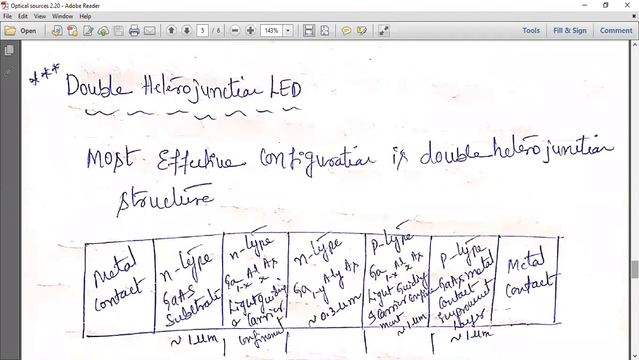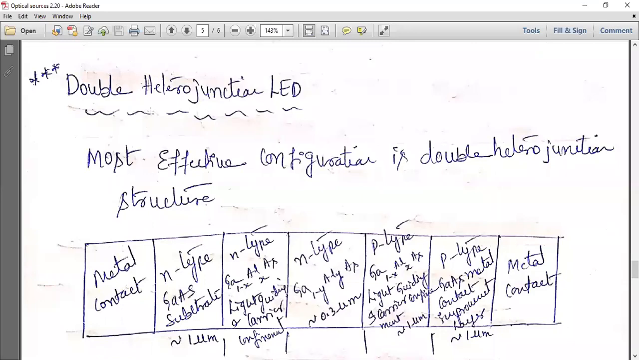Whatever I have discussed are the relationships between the different parameters. Starting from your first class, the important things with respect to your exam are, one, the characteristics or requirements of optical sources. We have noted 10, right? That is one important thing. The second important thing is the double heterojunction of LED, which I am going through now.